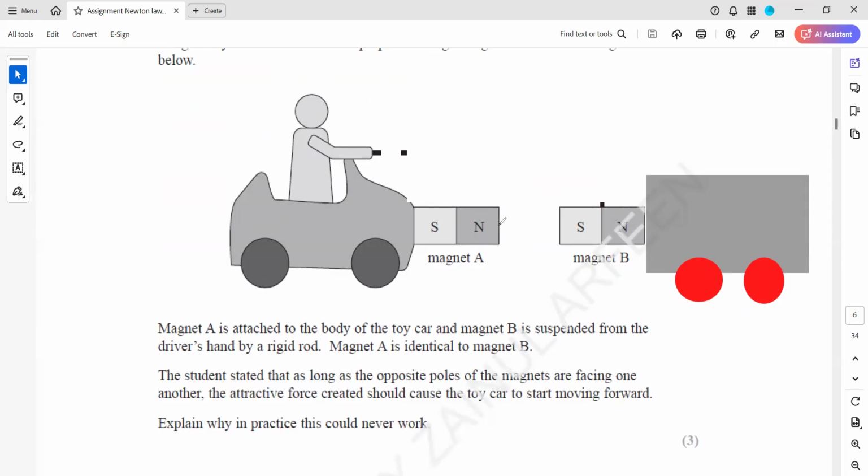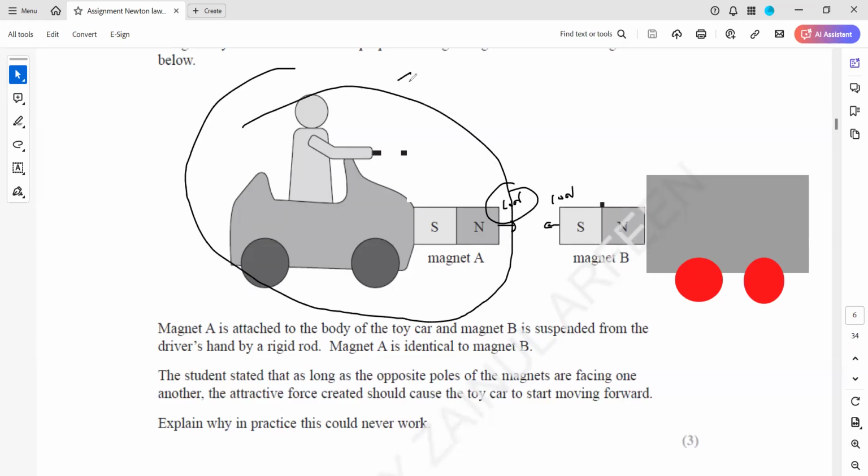This magnet experiences a force of 10 Newton. This one also experiences a force of 10 Newton. So this 10 Newton is the total force acting on this object, because now there is a resultant force. Here the resultant force is not 0. So this car will accelerate forward.